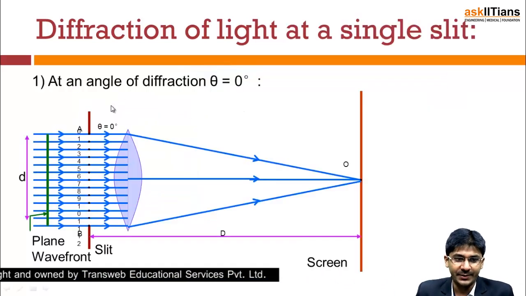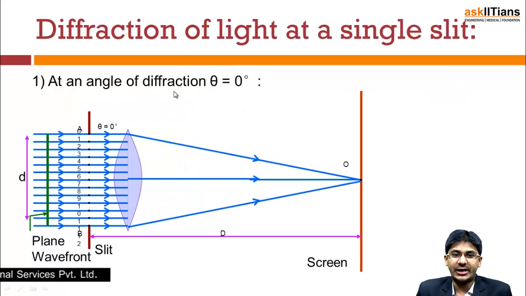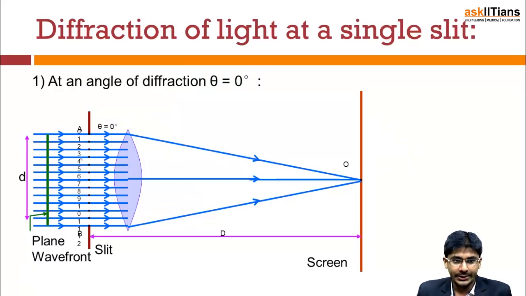Now see what will happen when the angle of diffraction is 0. Angle of diffraction 0 means the central one, it passes like this. Suppose all of this light is coming from here to here. Now the light crosses this. If you have a converging lens, it will converge all of this to here.